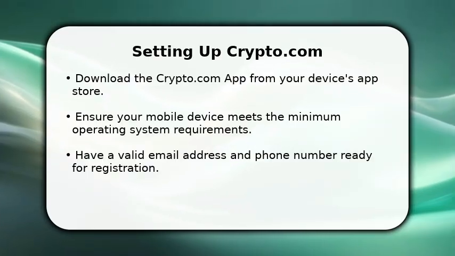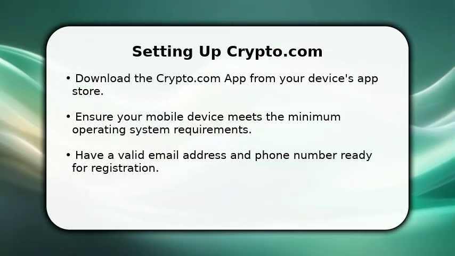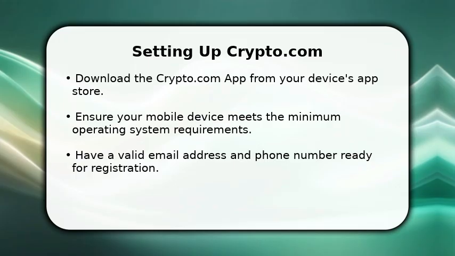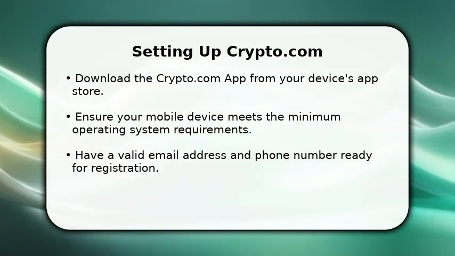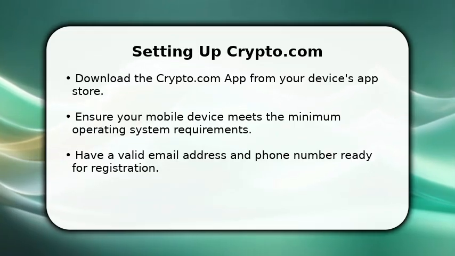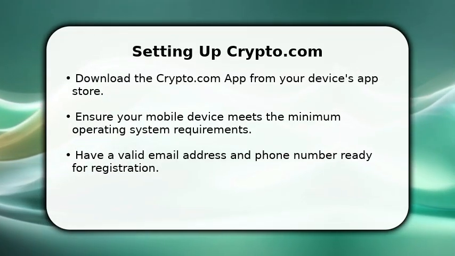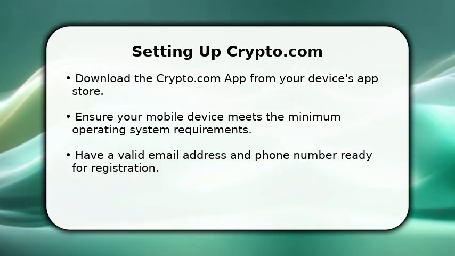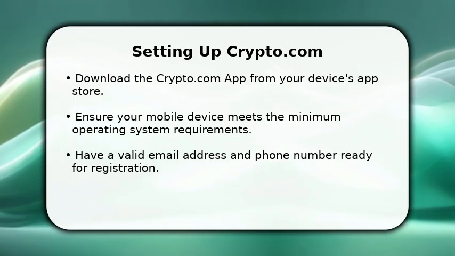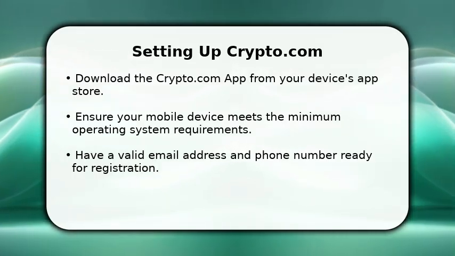In this video, I will explain how to set up Crypto.com. First, download the Crypto.com app from your device's App Store. Make sure your mobile device meets the necessary operating system requirements for optimal performance. Before you begin, have a valid email address and phone number readily available. This will streamline the initial registration process and help you get started quickly.